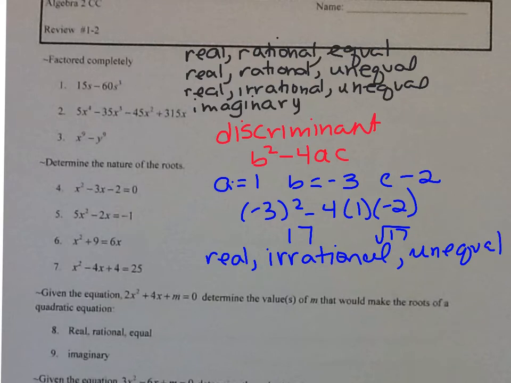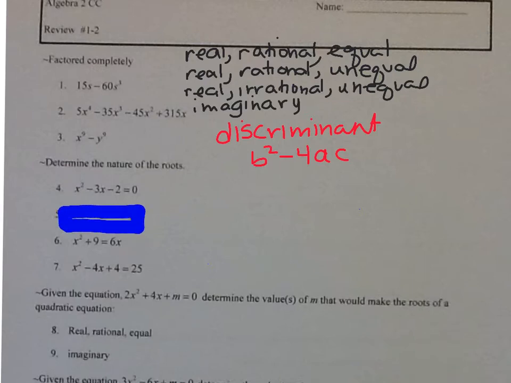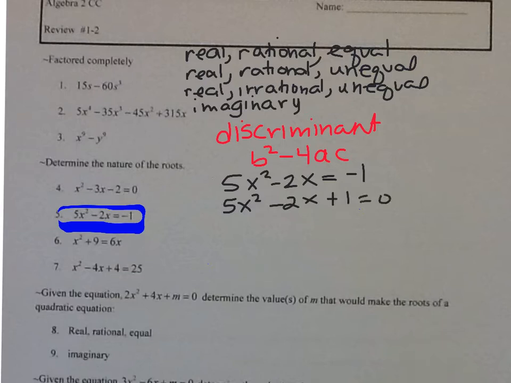Okay. So let's take a look at number 5. Okay, so number 5, we're going to identify what the A, B, and the C are. So number 5A. Oh, actually I can't, because notice this is not in the right form. So I have to put it in the right form first. So let me rewrite it. When I rewrite this, we're going to get 5x squared minus 2x equals negative 1. I have to get it to equal 0, so I have to add the 1 over. So it's 5x squared minus 2x plus 1 equals 0. All right, the A is 5, B is negative 2, C is equal to 1.